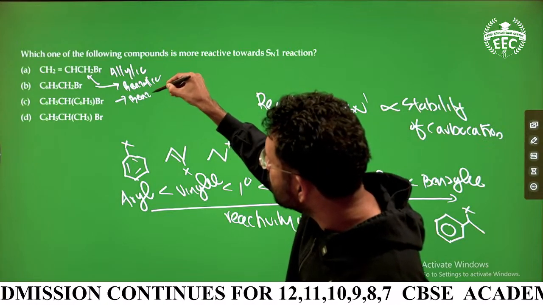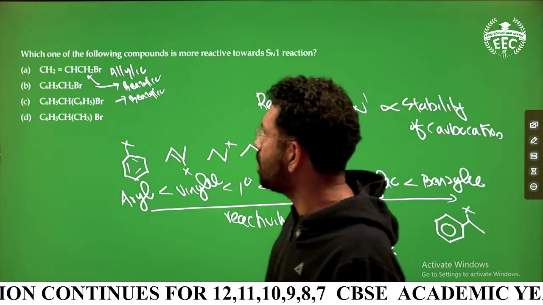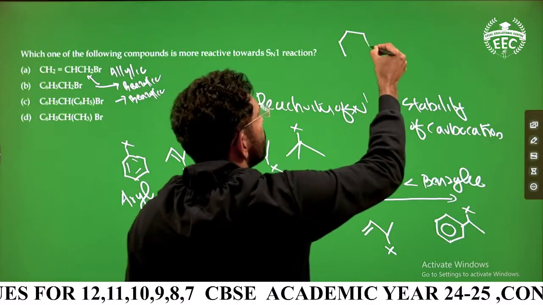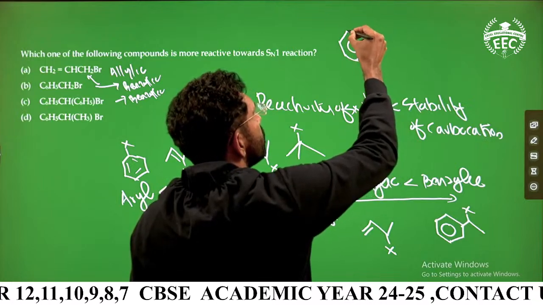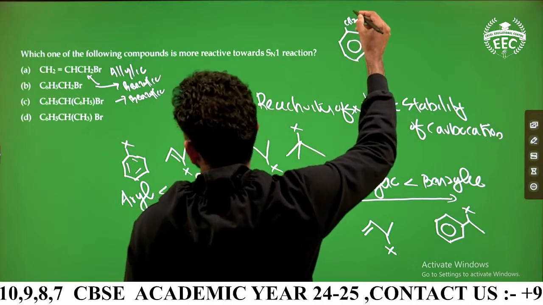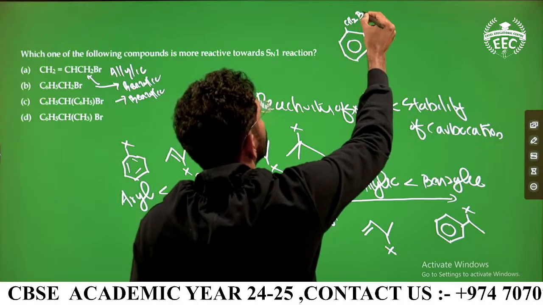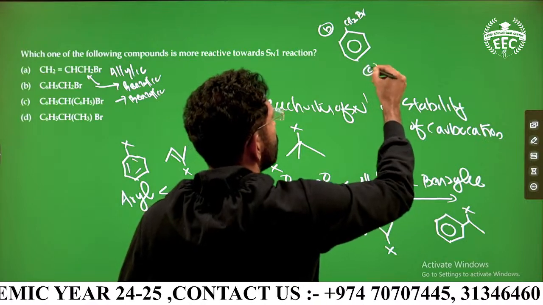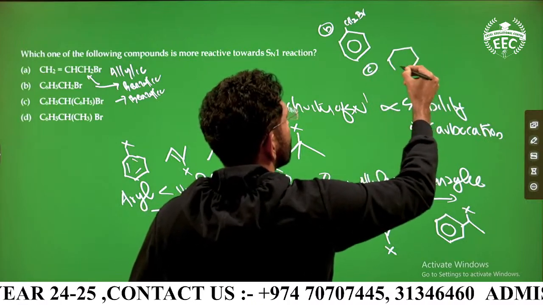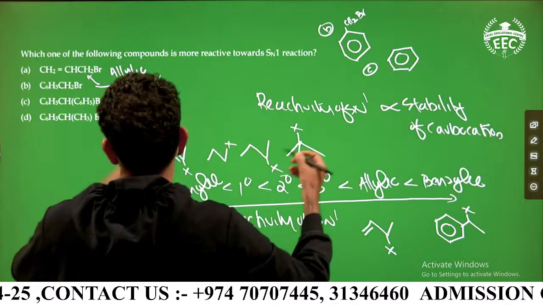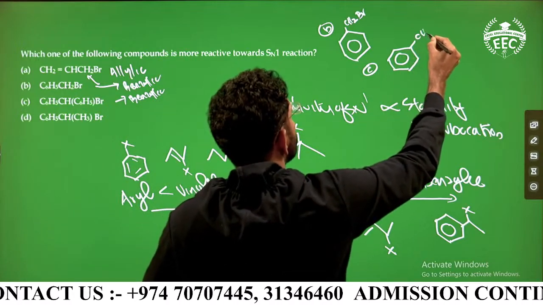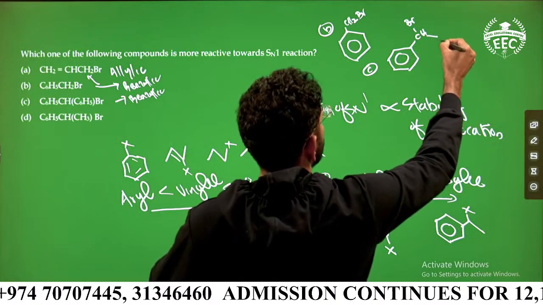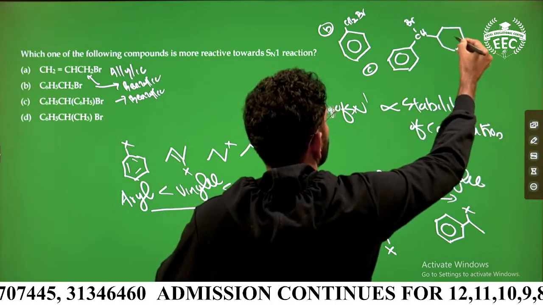I will write that properly. Let me expand compound B. Compound B will be like that: CH2Br. This is the compound B option. And this is the compound C option I am writing. We have a benzene ring, and we have CH, Br, and another benzene ring. This is the expansion of compound C.